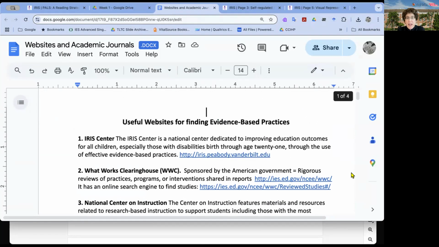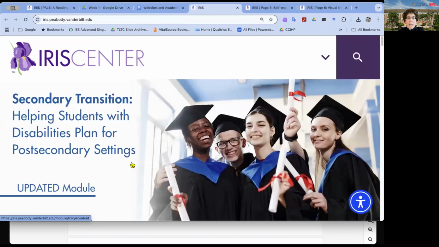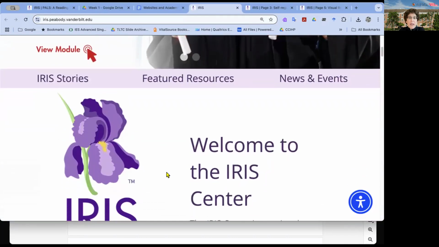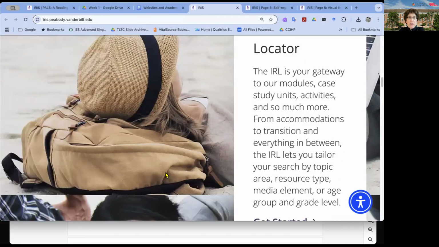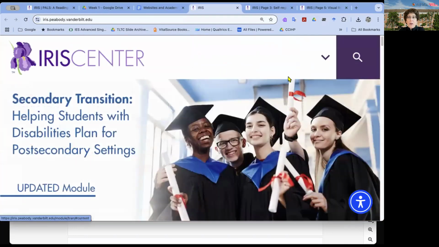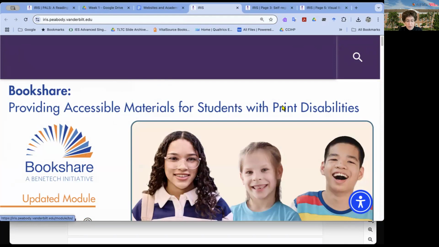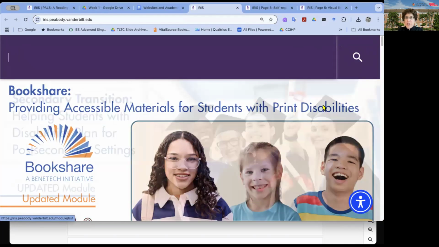So this is that handout for finding evidence-based practices. I'm going to go to one of my favorites, which is this Iris Center, and it is a very useful resource. I'm going to go here and show everyone this is the home page, and that's great. It's a little bit harder to navigate on my laptop, but basically I'm in here and I can go to the search bar.